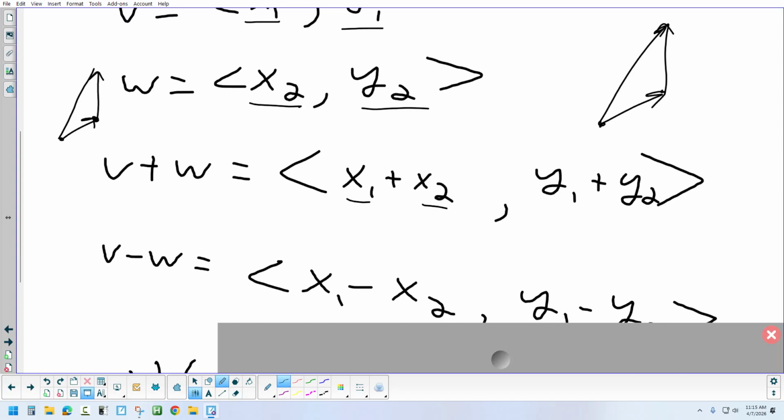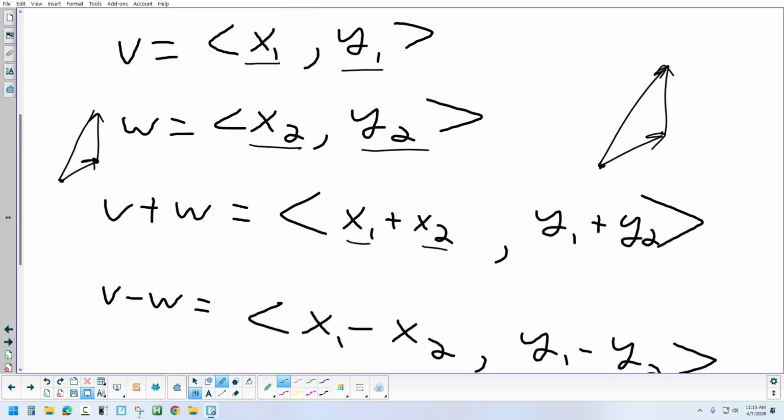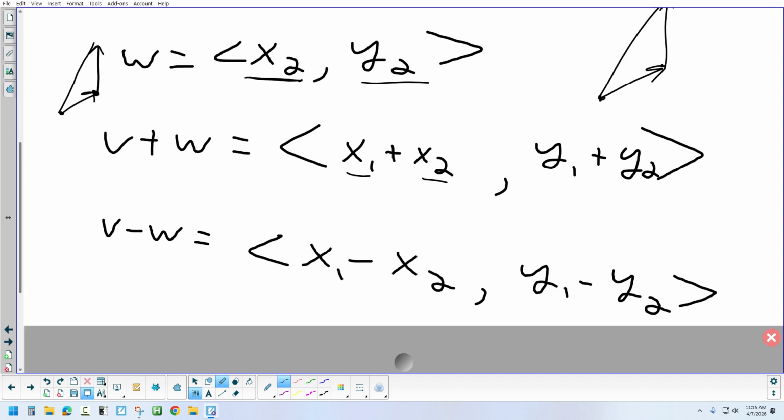So if you want to subtract 2 vectors, you have to do it in the order that they give it to you. So v minus w. Take the horizontal from v and subtract the horizontal from the second one, which I call w. And same thing for the verticals. Okay, so that takes the place of having to do a sketch.